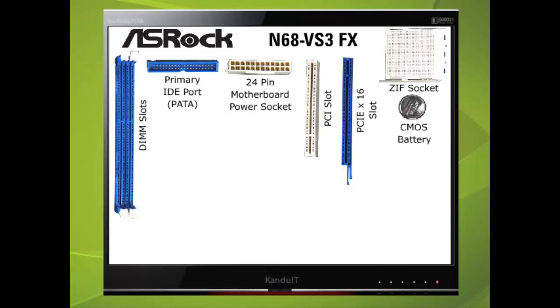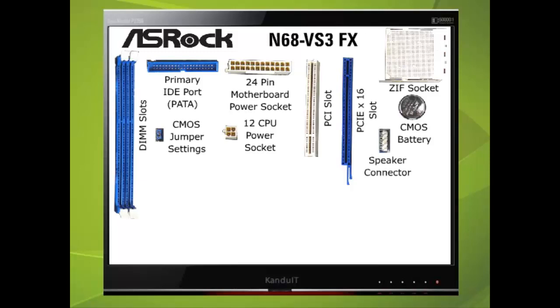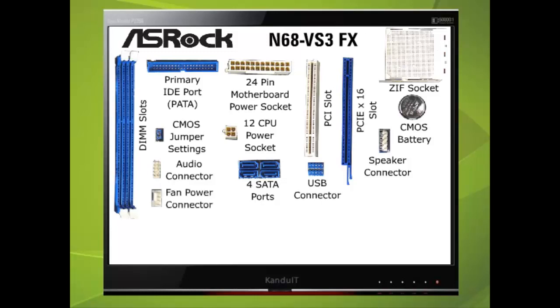This is the battery that powers the CMOS. Next to this were the three pins used to discharge the CMOS. Here is the 12-volt socket used to power the CPU. This is where the speaker will be plugged in. If the case has audio connections on the front panel, then they are plugged into this connector. This motherboard can support up to 4 SATA devices. These are 2 USB connectors and each one can support 2 USB devices. This is the power socket for the fan that sits on the heatsink to keep the CPU cool.